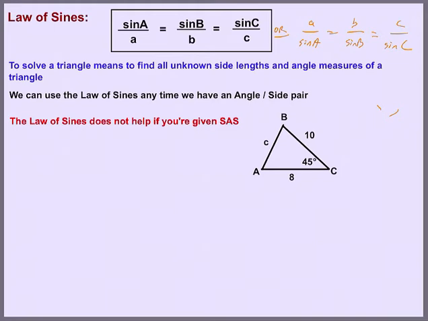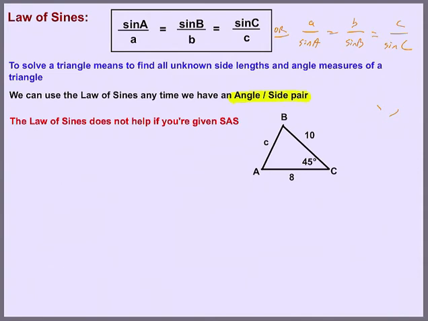Basically, if we're looking to find a measure of a side, I'll do the version with the sides in the numerator. If I'm looking to find the measure of an angle, I'll do the version with an angle in the numerator. So, we can now use this to find all unknown side lengths and angle measures of a triangle that's not a right triangle. If, and this is a big if, we have an angle side pair.